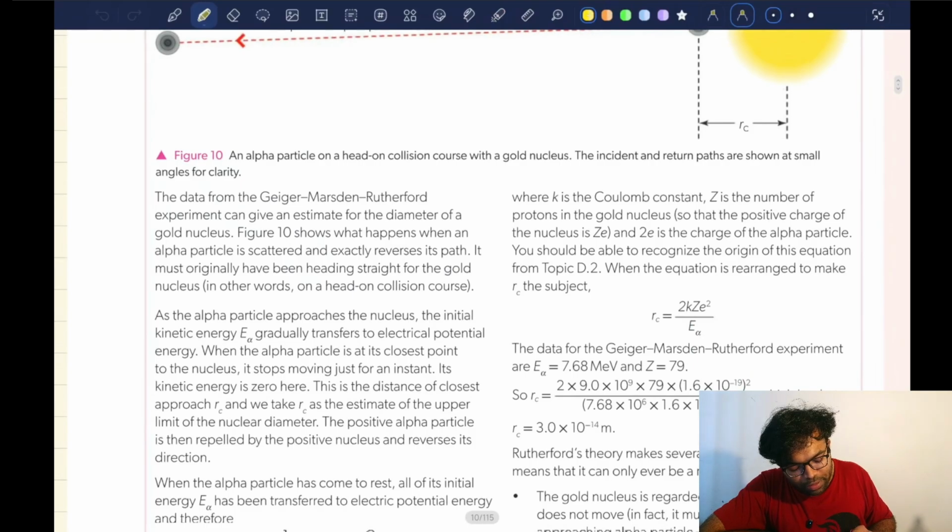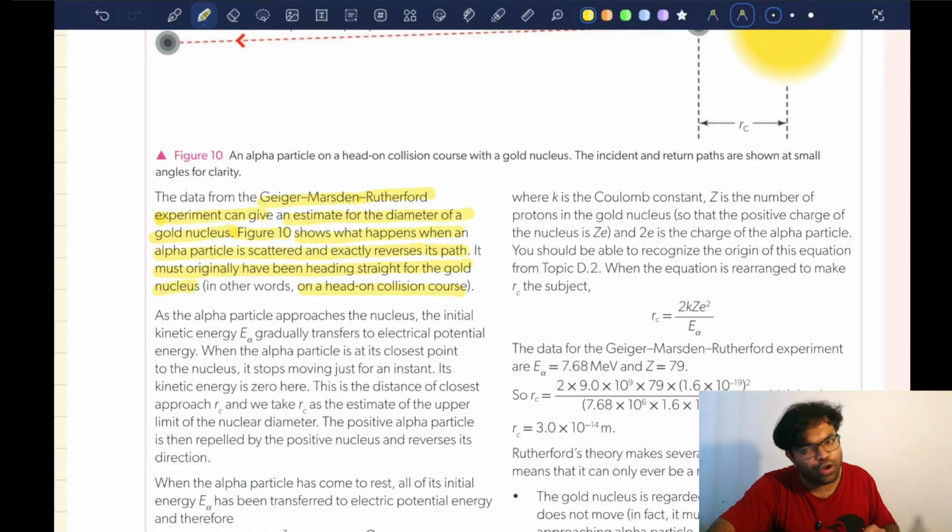The data from the Geiger-Marsden-Rutherford experiment can give an estimate for the diameter of a gold nucleus. Figure 10 shows what happens when an alpha particle is scattered and exactly reversed in path. It must originally have been heading straight for the gold nucleus, in other words, on a head-on collision. But does the head-on collision actually take place? No, the head-on collision does not take place.